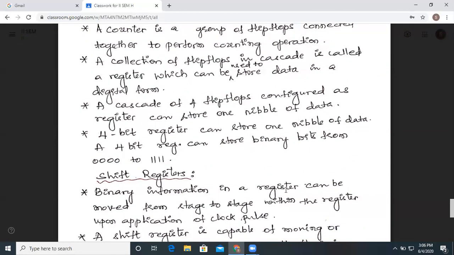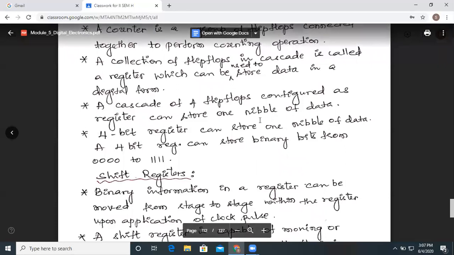For a 4-bit register, we know that we could store information from 0000 to 1111. I have already informed you how to write the binary table. With 4 bits, we get 16 different combinations. All those 0 to 15, we can store in this 4-bit register. So a register is nothing but a collection of flip-flops. That is called a register.